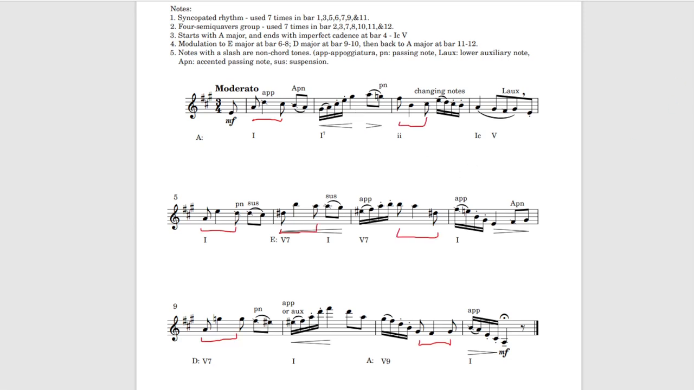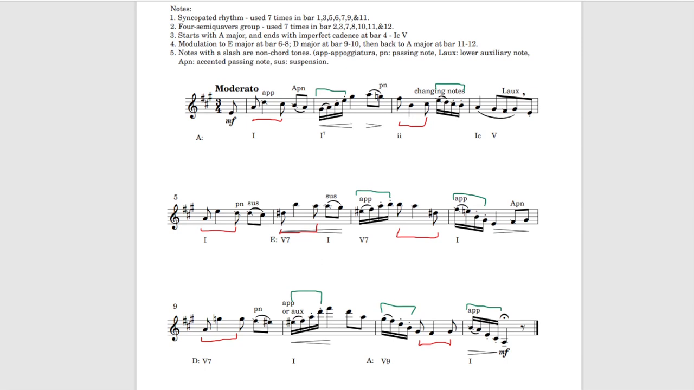Number 2. 4 semiquavers group. It has been used 7 times as well in bar 2, 3, 7, 8, 10, 11, and 12. All these contribute to the unity of the composition.